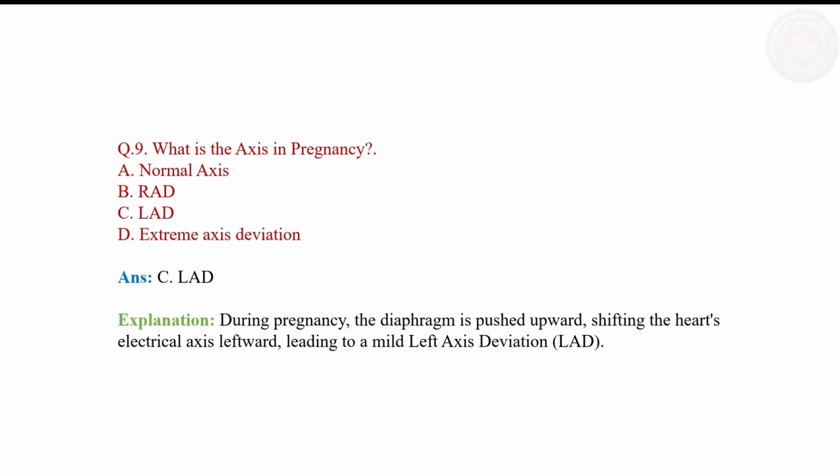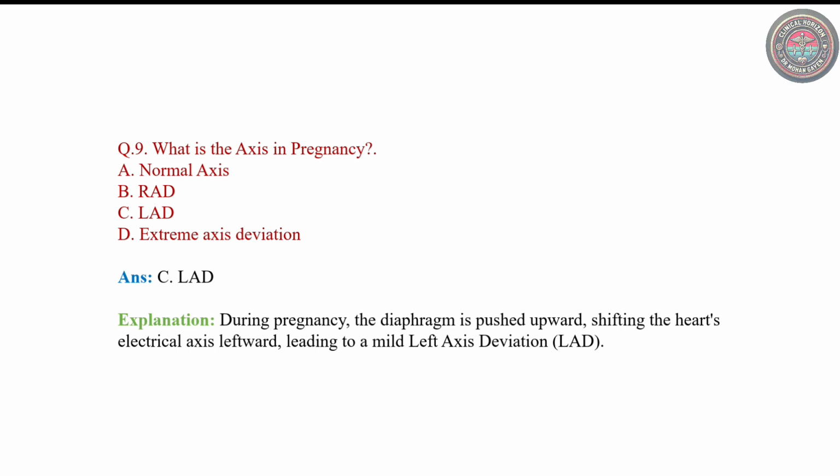What is the normal cardiac axis in pregnancy? The correct answer is left axis deviation. During pregnancy, the diaphragm is pushed upward due to the expanding uterus, which physically shifts the heart's position, leading to a mild left axis deviation. This is physiological and does not indicate any pathology.